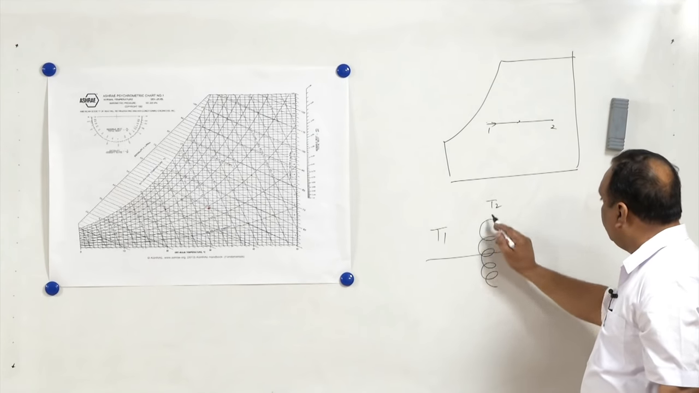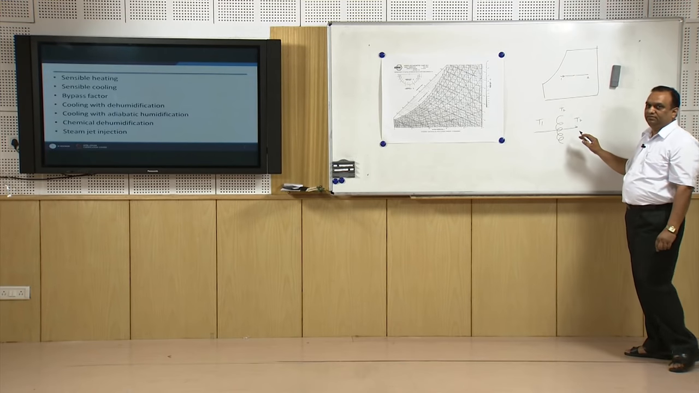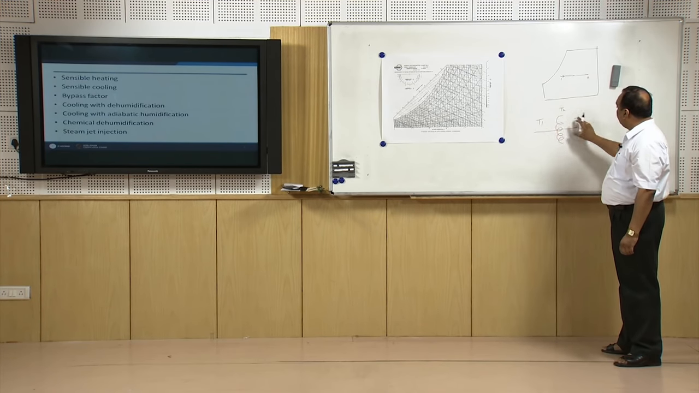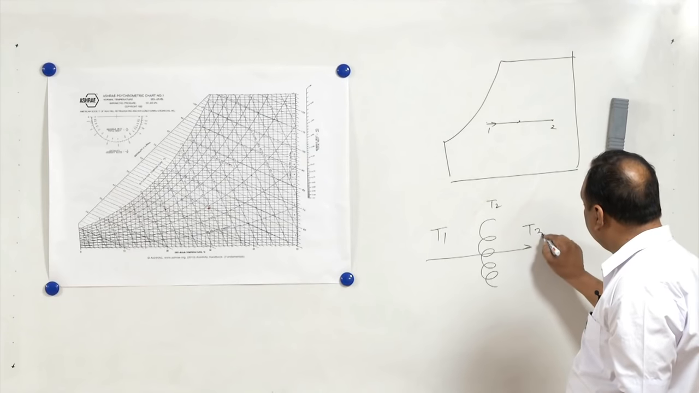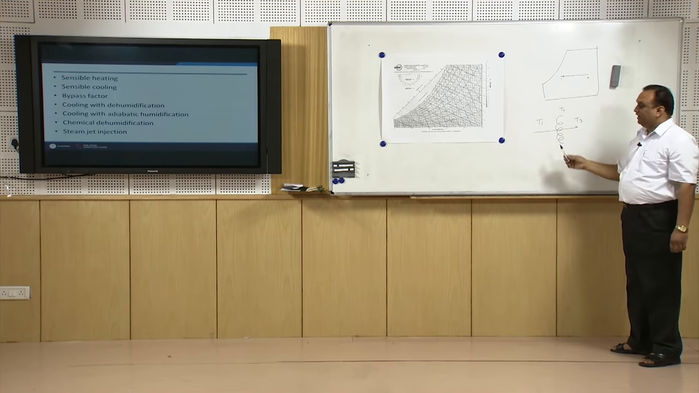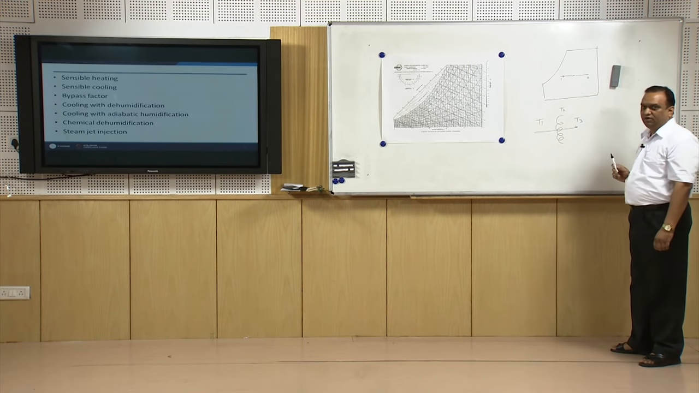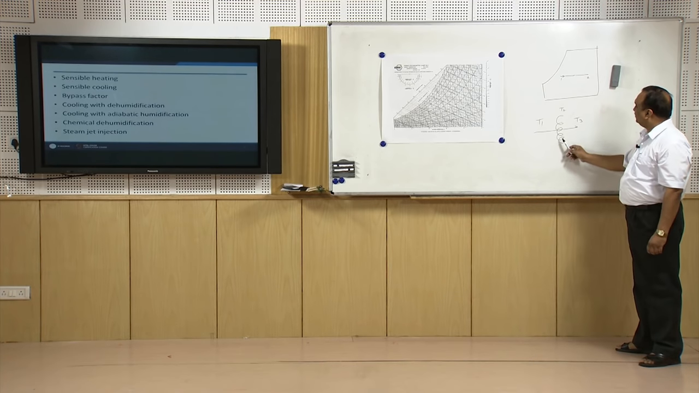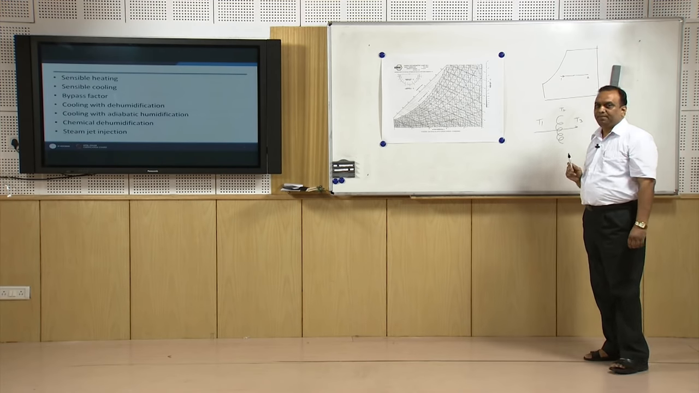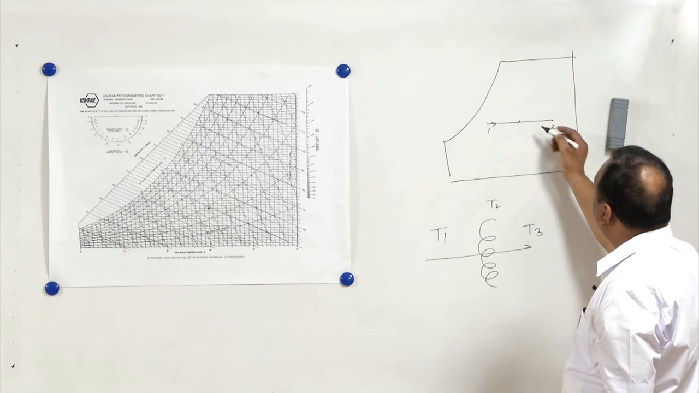Do you think the air emerging from the heating coil will also be at T2? It is not possible, or it is very difficult to attain such a situation. The air emerging from the heating coil will be at a lower temperature, T3. I am repeating, there is a heating coil which is maintained at temperature T2, and air is available at temperature T1. When the air is blown over the heating coil, in the ideal case it is assumed the air will take the temperature T2, but actually it does not happen. In actual practice, another temperature T3 is attained which is lower than T2.